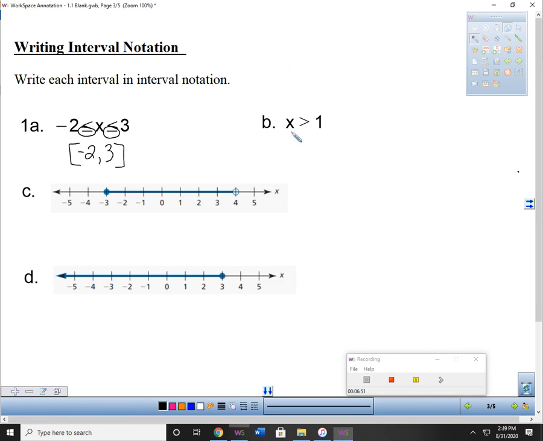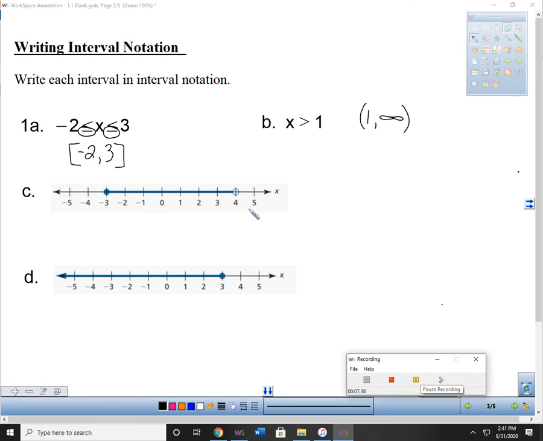Okay? Notice on this one, I only have one number, which means this is going to be unbounded. I'm either going to be shading to the right or to the left, right? So if I think about that, x is greater than 1. That means that 1 is the smallest number that I have. So I'm going to start with 1, and then things that are greater than that would go all the way to infinity. I don't have an equal to, so I'm going to put a parenthesis with the 1, and then infinities always have a parenthesis.